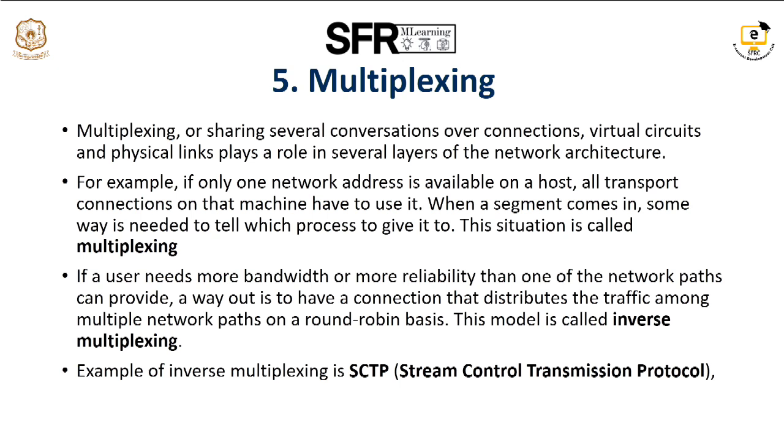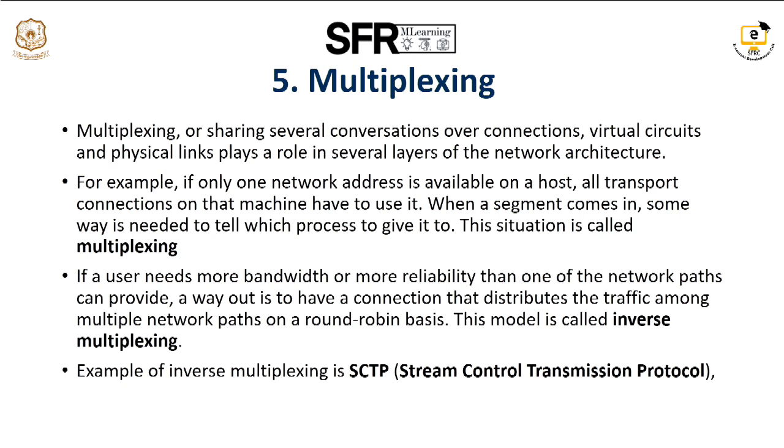Fifth element in the transport protocol is multiplexing. So, multiplexing, or sharing several conversations over connections, virtual circuits, and physical links, plays a vital role in several layers of the network architecture. For example, if only one network address is available on a host, all transport connections on that machine have to use it. When a segment comes in, it is needed to tell which process to give it to. This situation is called multiplexing.